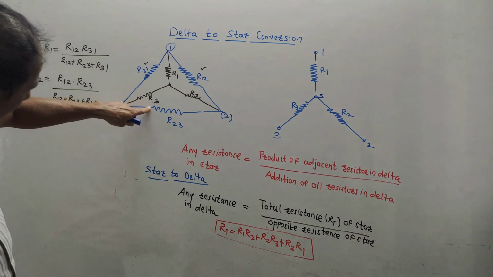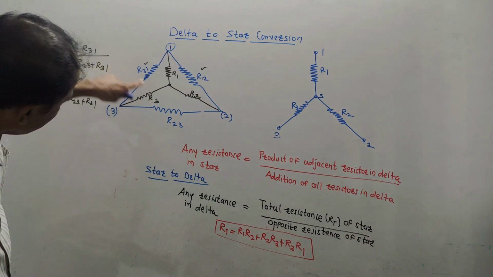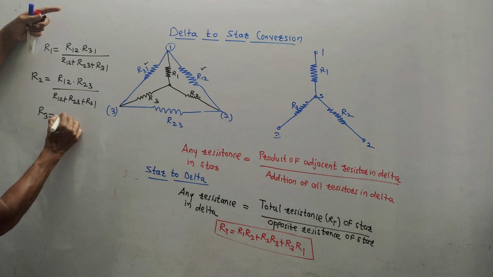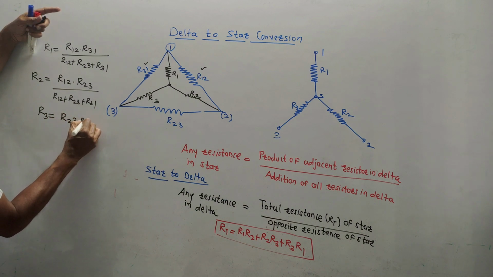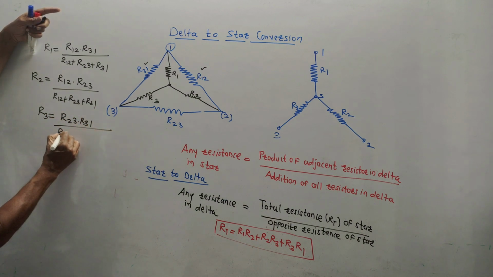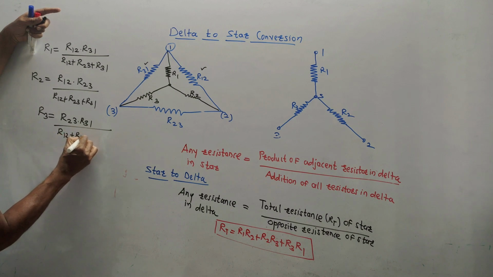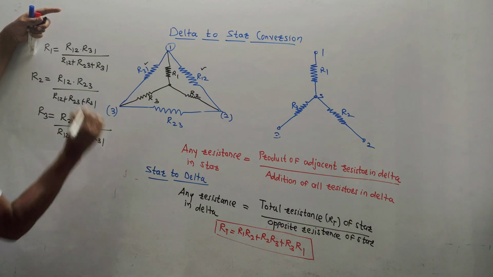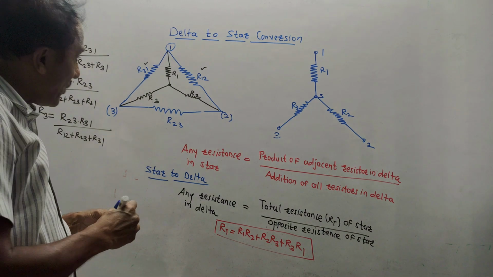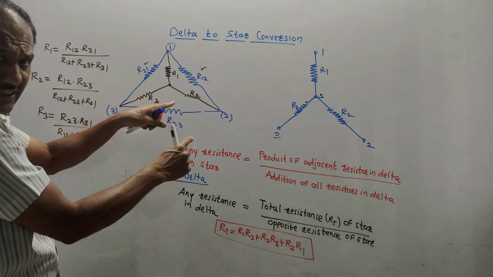Now the third resistance R3. Look at the diagram for R3. Adjacent resistances are R31 and R23. So I will write it like this, R23 into R31 divided by addition of all, R12 plus R23 plus R31. So this is the way you can convert the delta network into a star network.